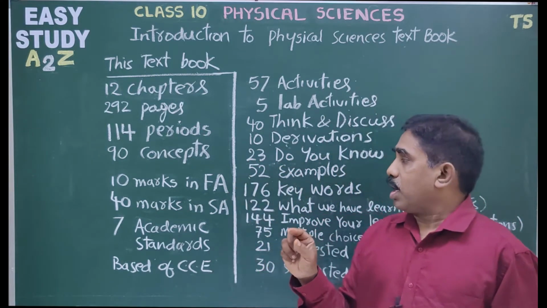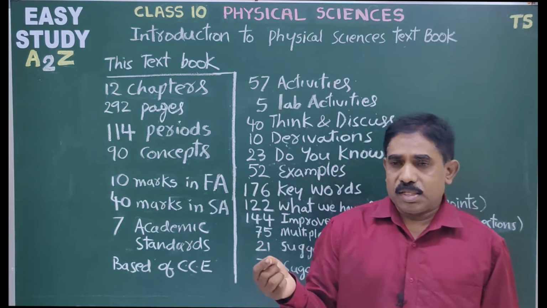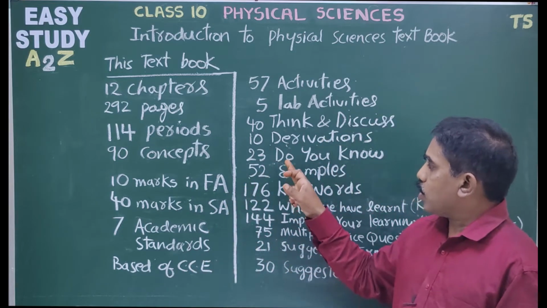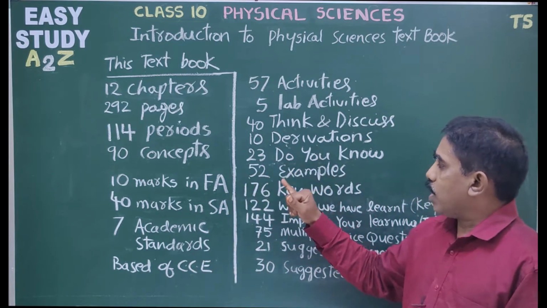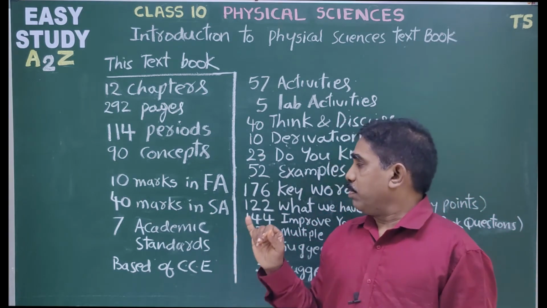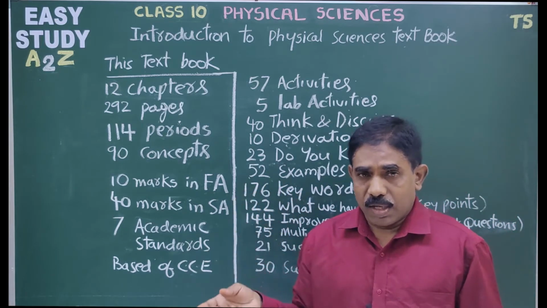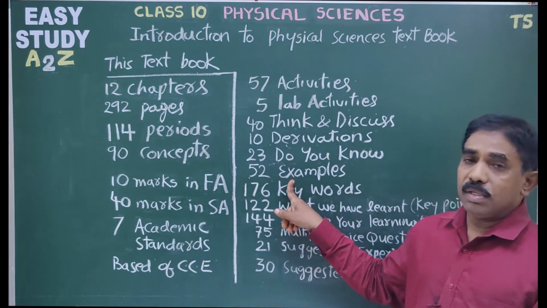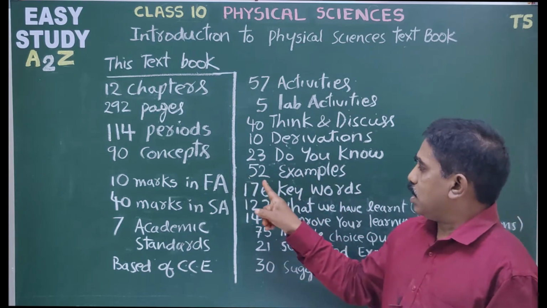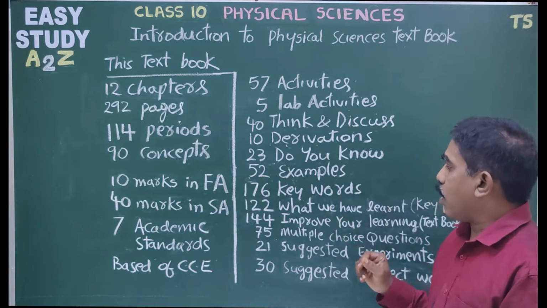Some box items do not have any title, but simply they will tell about a scientist or about an invention like this. So now after this we have some examples. Most of the lessons will have some examples, maybe problems they might have done, and they will be kept as examples. In this textbook, we have 52 examples.